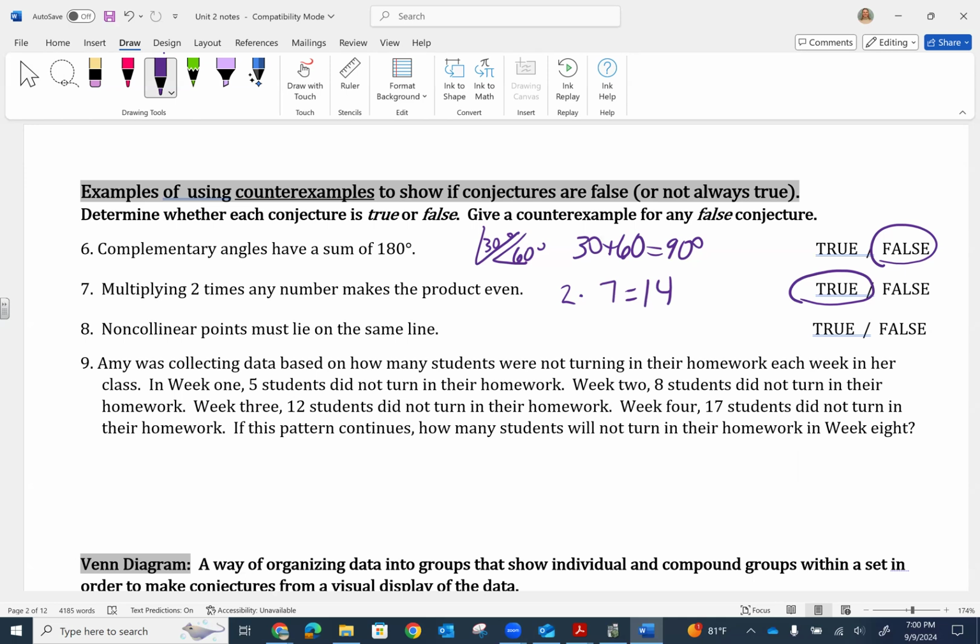Non-collinear points must lie on the same line. So if you've got A and B, you want something that's not collinear with it? C. A, B, and C are not collinear. And guess what? They don't lie on the same line. Non-collinear means you can't make a straight line with them. So will they lie on the same line? No, they're not going to. So come up with an example that shows that's not true.